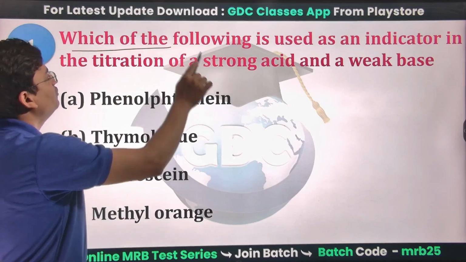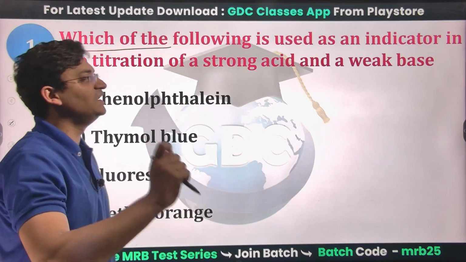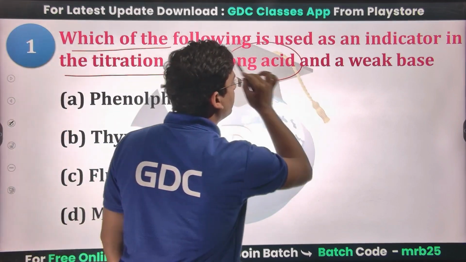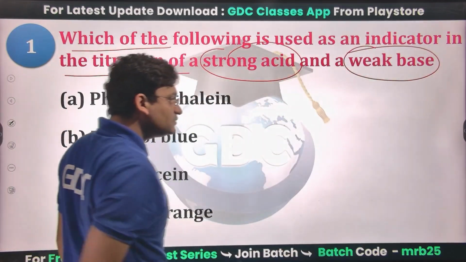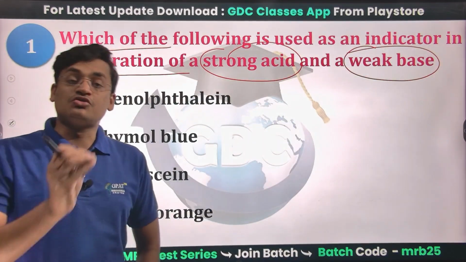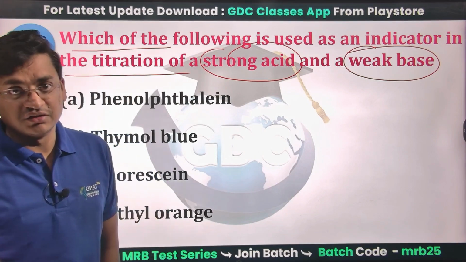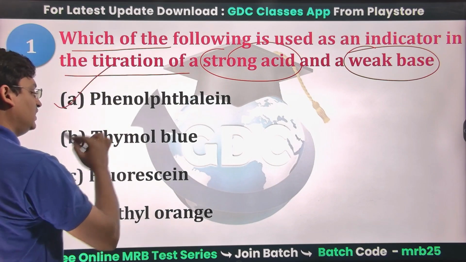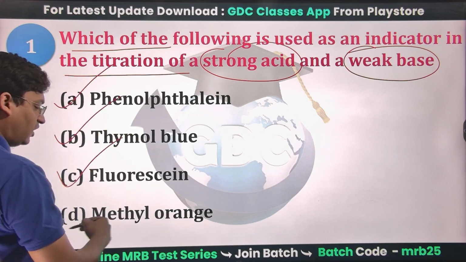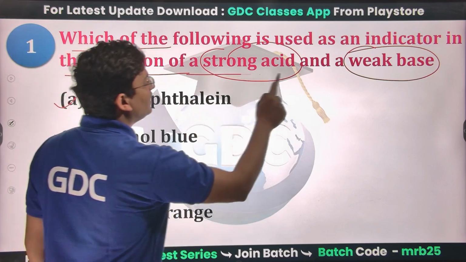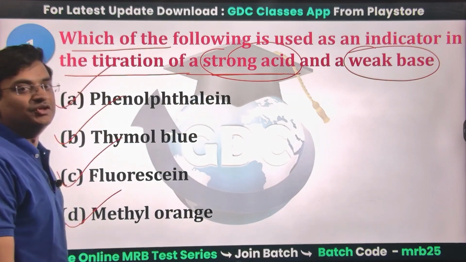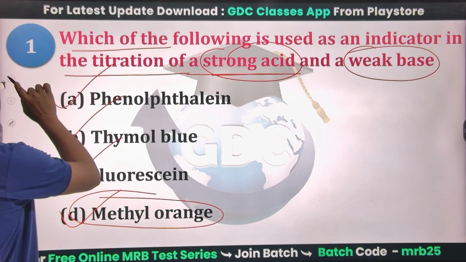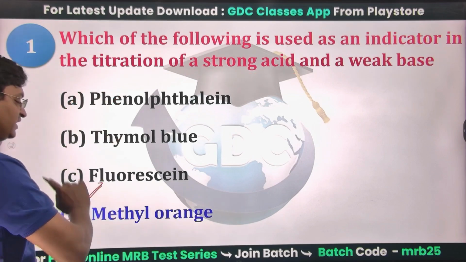Here we have, which of the following is used as an indicator in the titration of a strong acid? Look, a strong acid and a weak base. So when we talk about strong acid and weak base titrations, we are having options like phenolphthalein, thymol blue, fluorescein, or methyl orange. So when we take strong acid with weak base, we use methyl orange as an indicator. The right answer will be D, that is methyl orange.